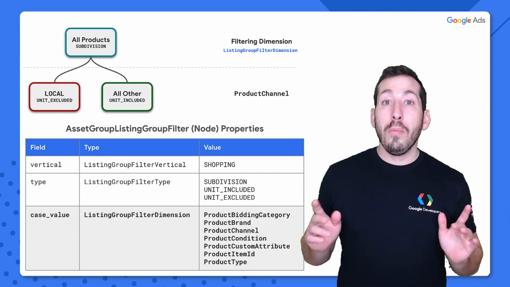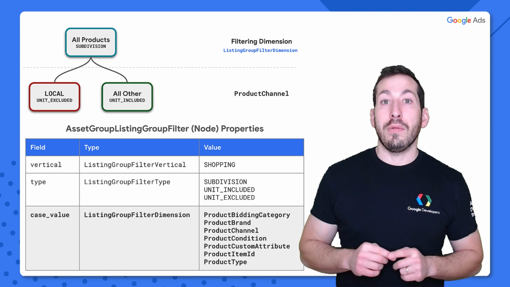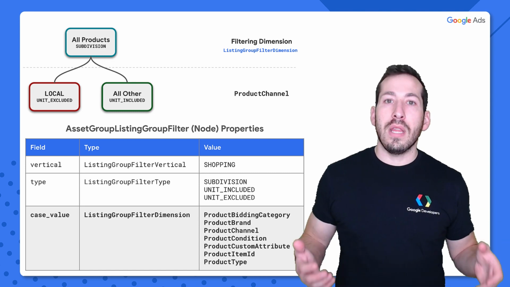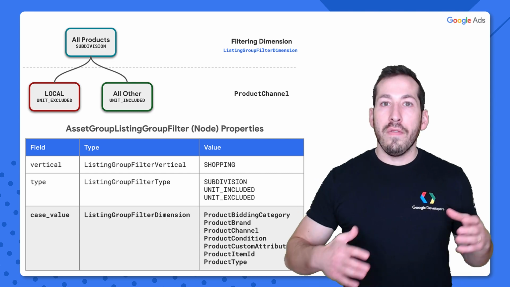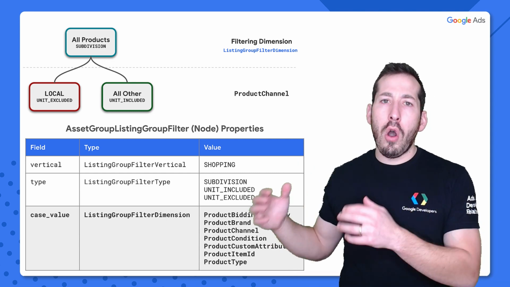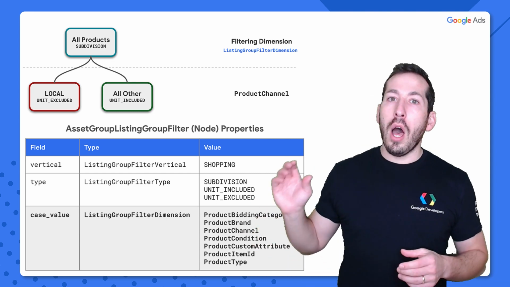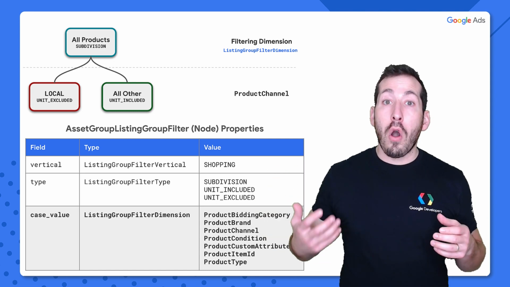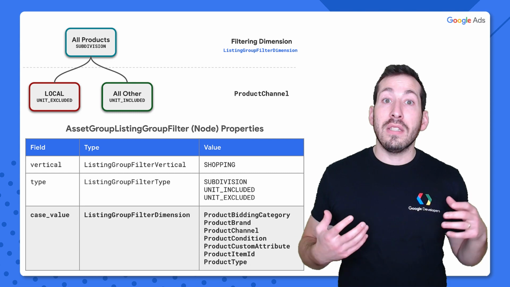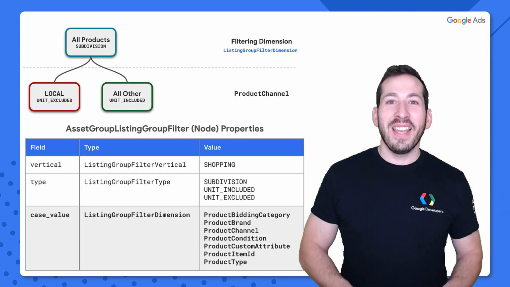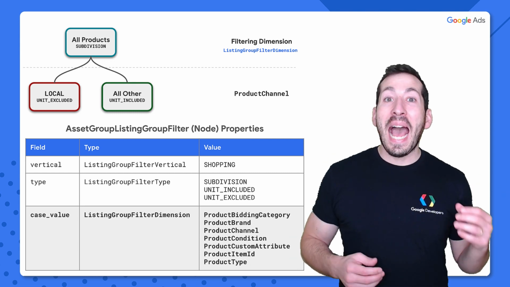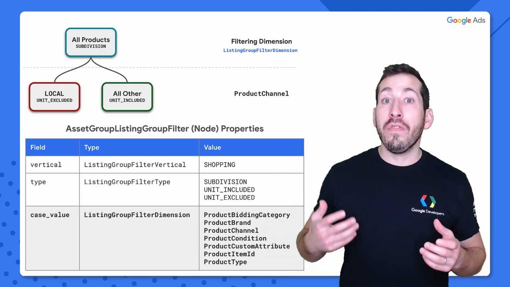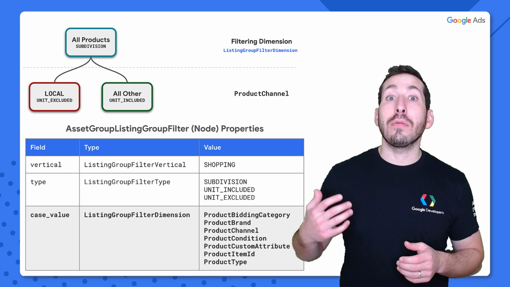Now, there is one more important thing I want to talk about as it relates to product partition trees. If you look at the 2 nodes in the bottom level of our tree, we have local and then we have all other. So this all other node is very important. It's basically a catch-all of all products that don't fit into the other nodes of that tree. Each level of the tree has to have an all other products node in order for the tree to be a valid product partition tree.